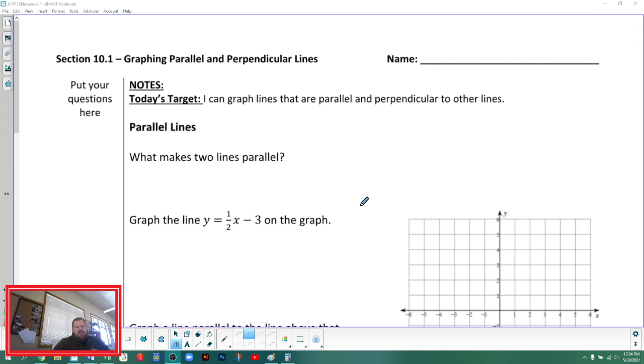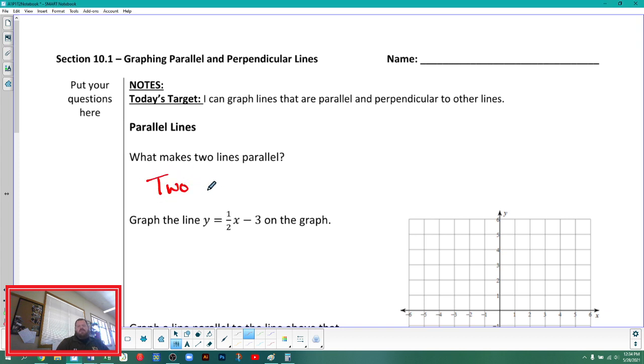So just to get started, parallel lines, what makes two lines parallel? It tells us that it should be two lines that never cross. Two lines that never cross.